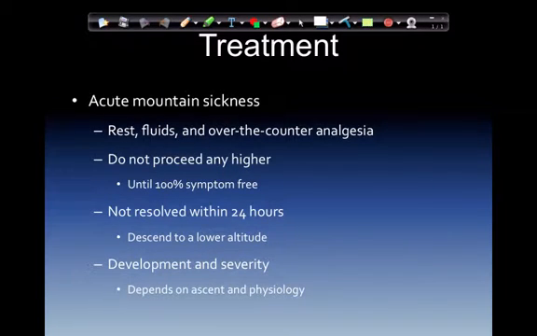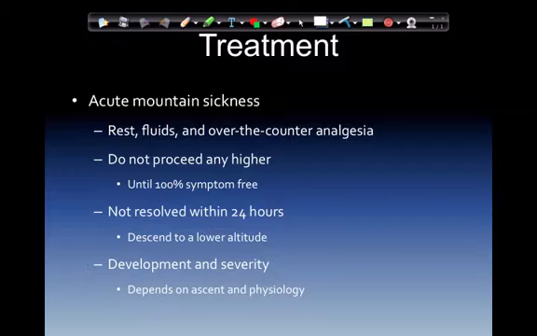Treatment. Very simple. Acute mountain sickness: rest, fluids, and over-the-counter analgesia. Diamox, or acetazolamide, my apologies, 125 milligrams by mouth over 12 hours, increases the bicarbonate secretions and increases the acidity of the blood, and this will help with some of the AMS or acute mountain sickness symptoms and also help you to acclimatize faster.